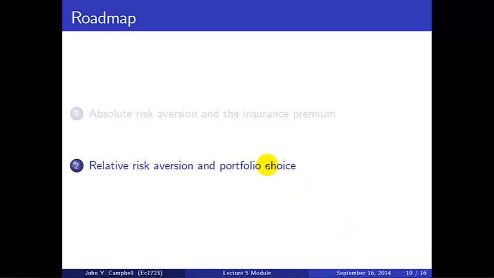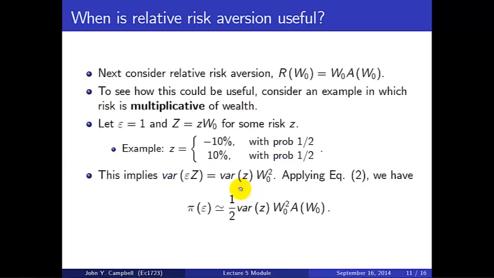All right, so that was the first topic. The second topic for today is relative risk aversion and portfolio choice. So when is relative risk aversion useful? Right? Remember that relative risk aversion is wealth times absolute risk aversion. And to understand where this comes in, think about an example in which risk is multiplicative of wealth. So risk doesn't add or subtract to your wealth, it multiplies it.